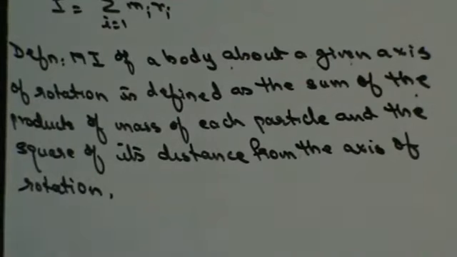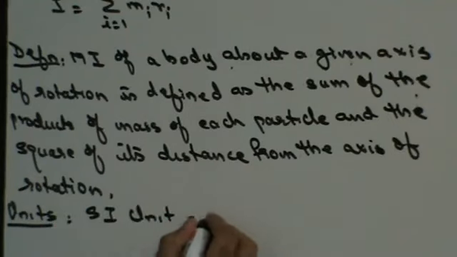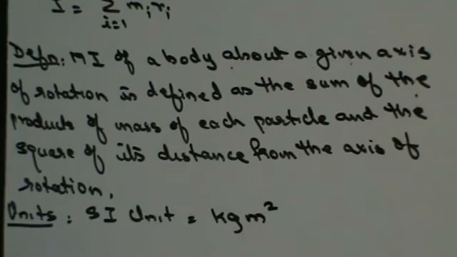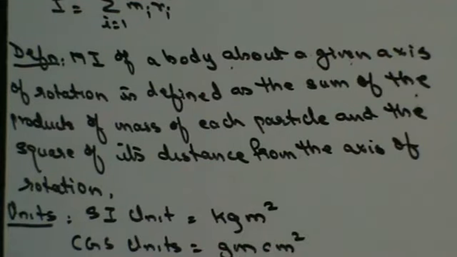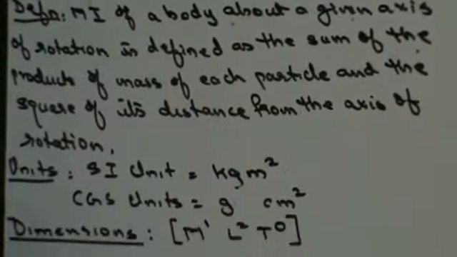Now, once I know what is moment of inertia, then I can say what are the SI units of moment of inertia? It is nothing but the product of mass, that is kg, and square of the distance. So, kg meter square. Right? And the CGS units will be gram centimeter square. Next, the dimensions. Mass, so this will be M1 L2 T0. So the dimension will be M1 L2 T0. Fine, do we get this thing here?